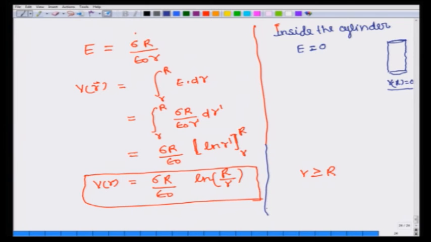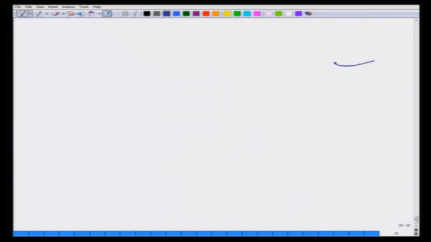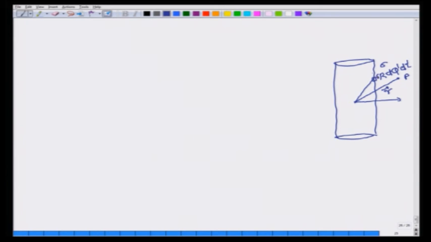So, again, if you are given a cylindrical shell having a uniform charge density sigma, the potential at point P, and this is the charge element, which is given by R d phi prime dz prime into sigma. So, this is the charge element. Due to that, you have to calculate the potential at point P. So, this is vector r.